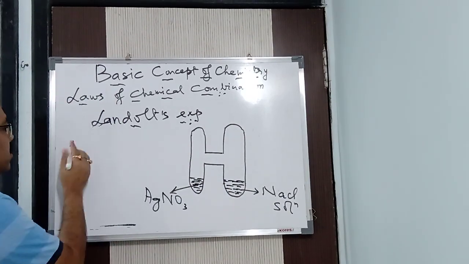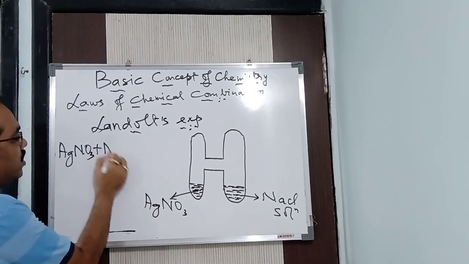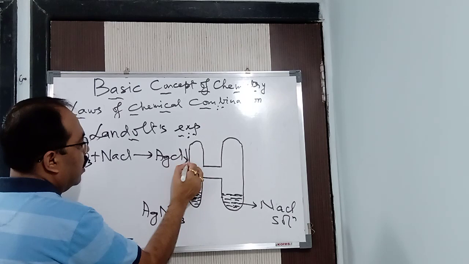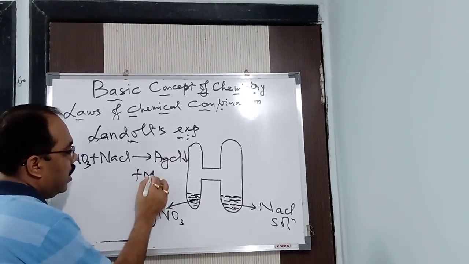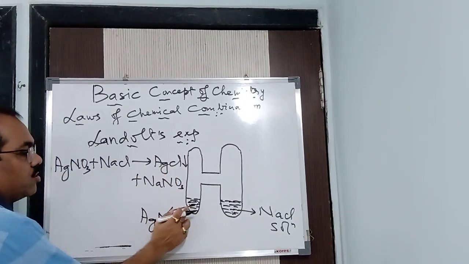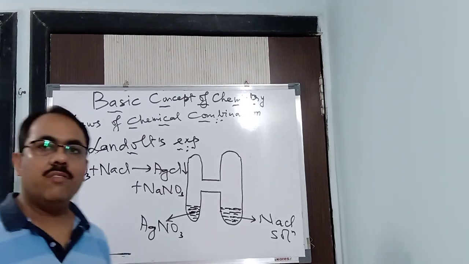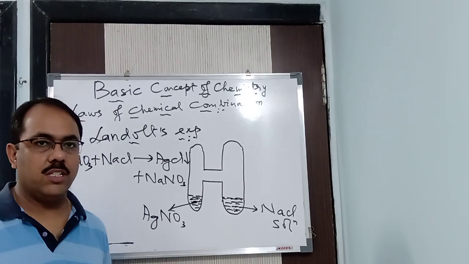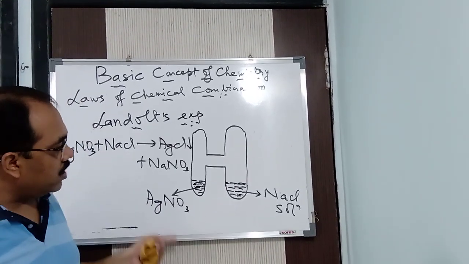When you turn it upside down, this reaction is going to take place. AgNO3 reacts with NaCl to form AgCl, which is a white PPT, plus NaNO3. So when you turn it upside down, you will get a white PPT. Once you get the white PPT, you wait for some time for the reaction to get completed.